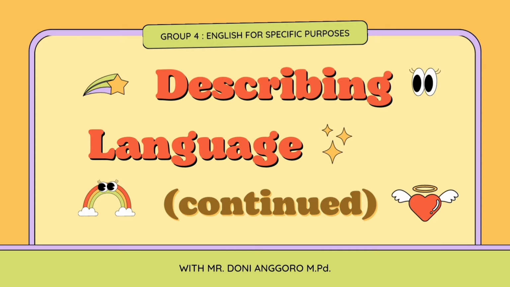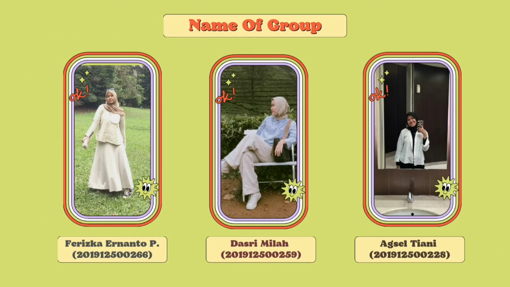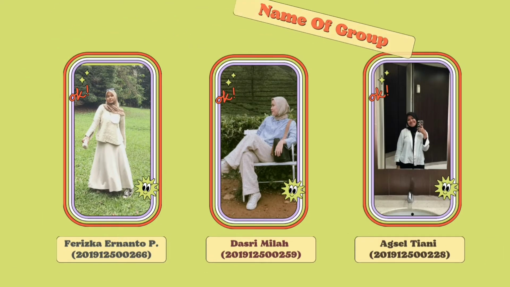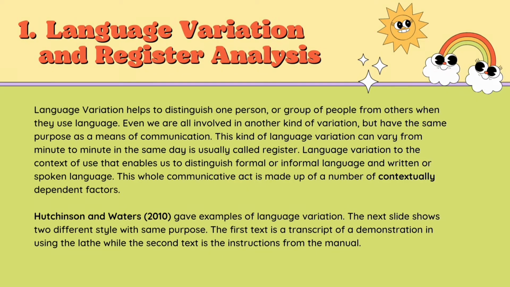This material is a continuation of the material from the previous group, and now Group 4 will be explaining the rest of the material from describing language. The first material will be presented by me, Ferizka. First is language variation and register analysis.